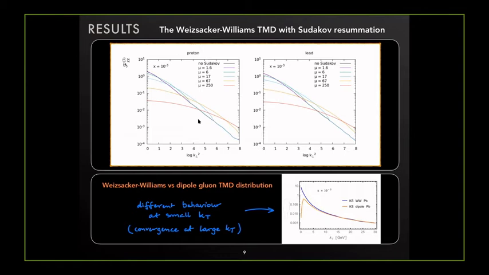Okay, and as a reminder, if we look at the shape of this gluon distribution, it's very different from the dipole gluon distribution. The dipole gluon distribution has this maximum, so you can easily, for instance, extract the saturation scale. Here it's a little bit more tricky. Okay, so now we have the gluon distribution both for proton and lead for different scales. Now we can just do the calculation.